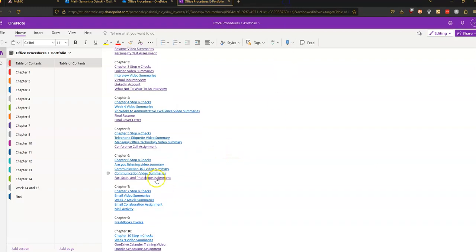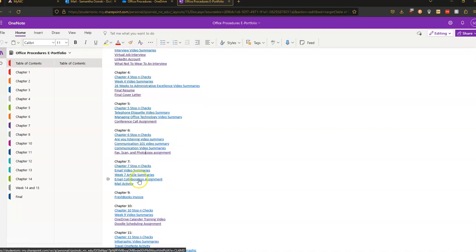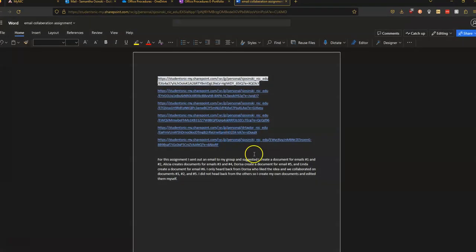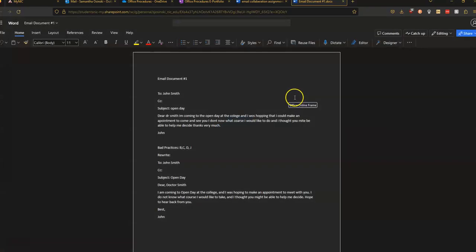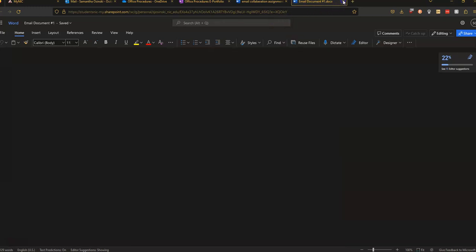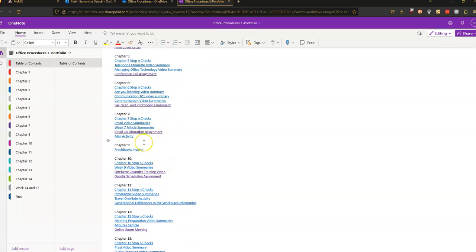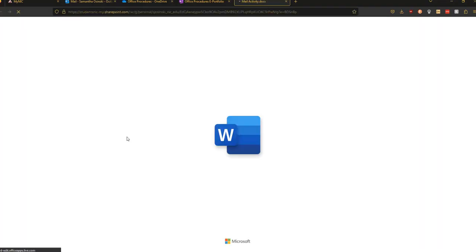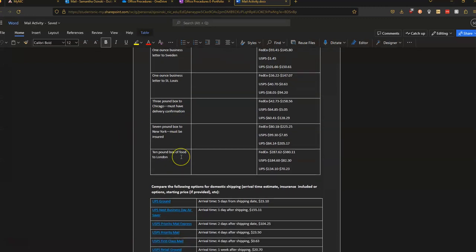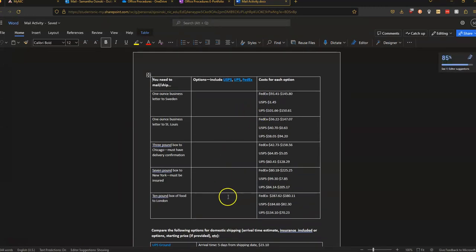And then next one is the email collaboration assignment. This one, we collaborated with some classmates to edit a few emails, so I included the links here. Basically, she gave us emails that we needed to proofread and edit, and then we would rewrite them underneath. And then we did a mail activity in that same week. Here's that. She gave us the template. We just had to fill in all the answers.